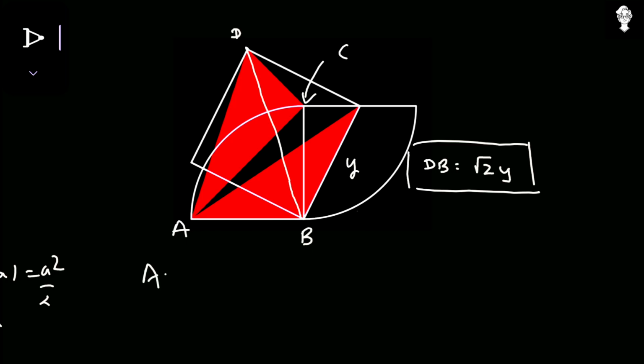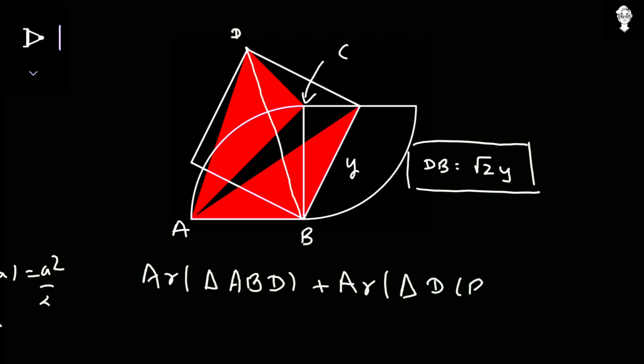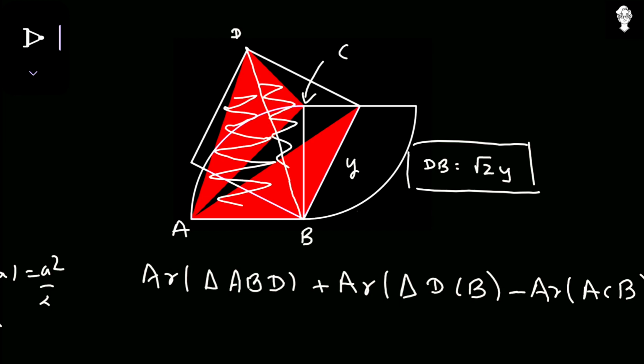First of all, we'll take the area of triangle ABD. You can look in this diagram to see where triangle ABD is. We'll add this to the area of triangle DCB. So these two areas are added, that is, area of triangle ABD plus area of triangle DCB. Now we'll subtract the area of triangle ACB. Let's see this in the diagram also. We took the area of triangle ABD, added the area of triangle DBC, and subtracted the area of triangle ACB. What remains is only the required area. So this equation is absolutely correct. Now let us find the areas of these three separately.